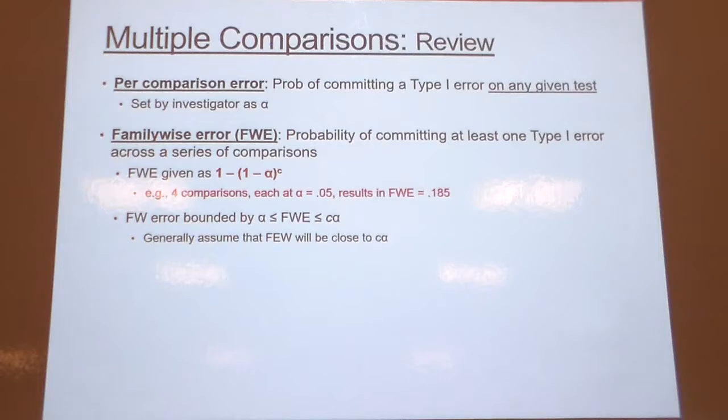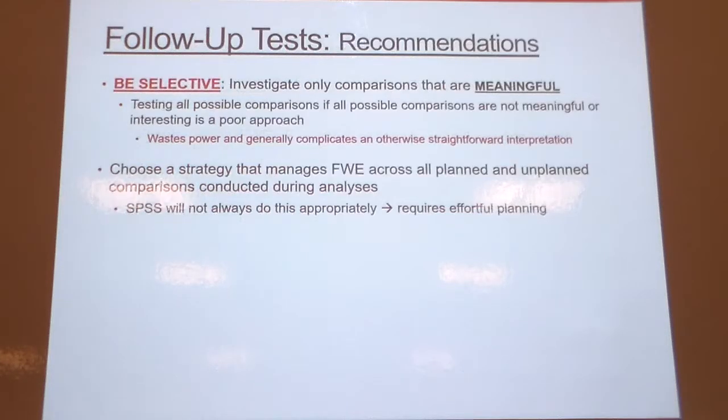Our family-wise error rate is going to be bounded by alpha and the number of comparisons times alpha, but these two values are generally going to be fairly close to one another. So when we're thinking about our follow-up tests, we want to be very selective in how we go about this. We only want to look at things that are meaningful.